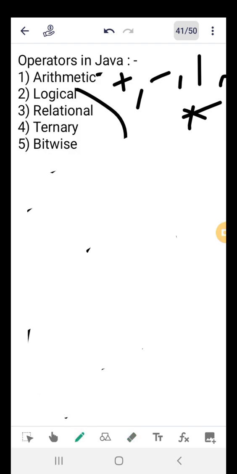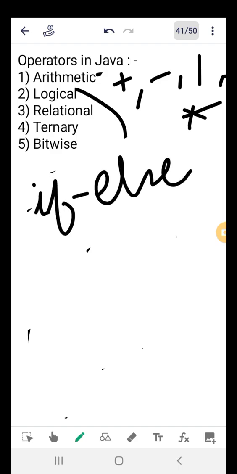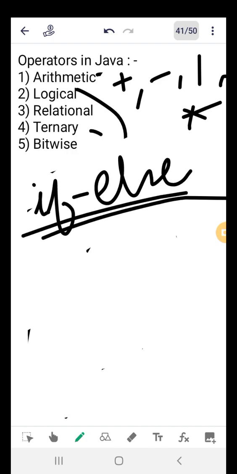Then we have the ternary operator. You have already done if else, so it is just a short form of if else. This ternary operator is a short form of if else, just a short way of writing an if else statement. If it's a very short part, then you don't need to write if, then a statement, then else, again a statement. So better you just write it in one statement.